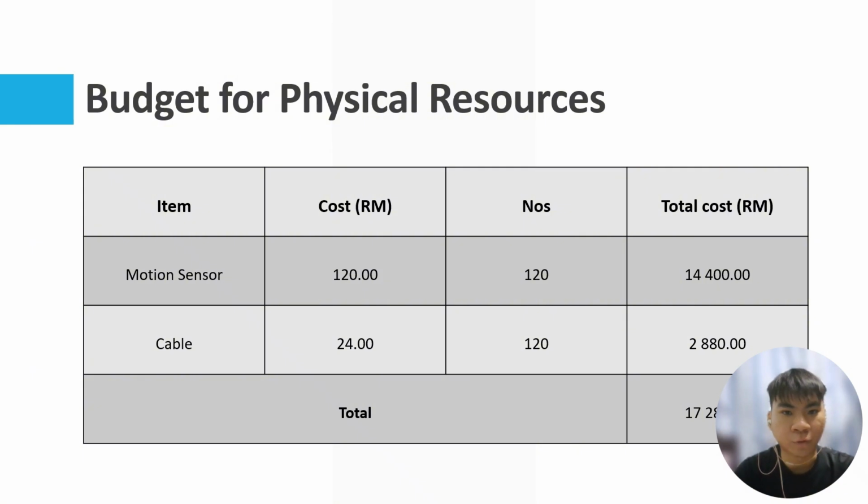This is the budget for physical resources. A motion sensor is estimated at approximately 120 ringgit, so a total of 120 motion sensors will cost 14,400 ringgit. The cable connection for one motion sensor is estimated at about 24 ringgit, total 2,880 ringgit. So the total cost estimation for physical resources is 17,280 ringgit.